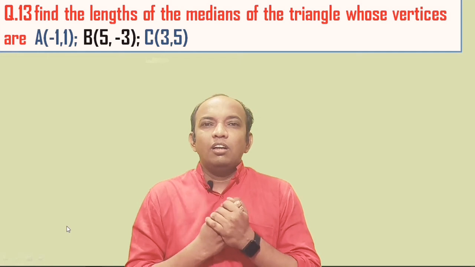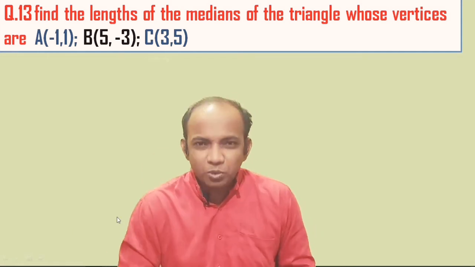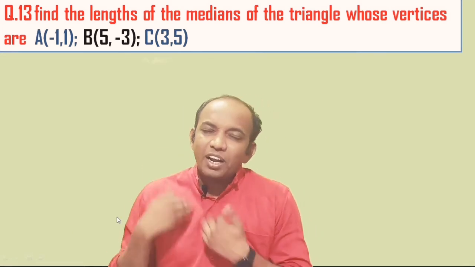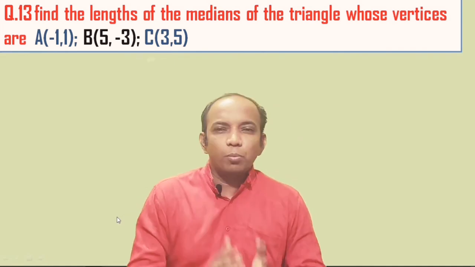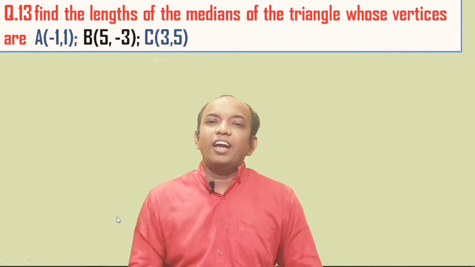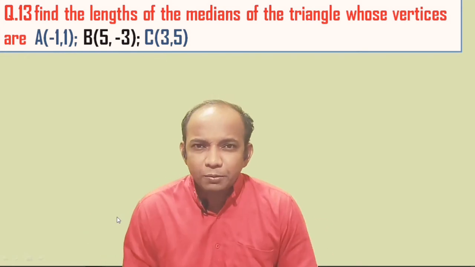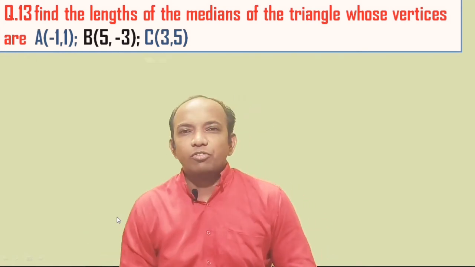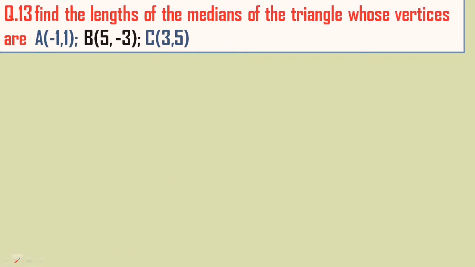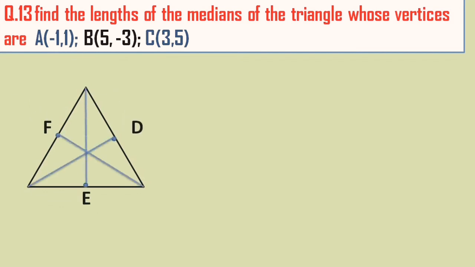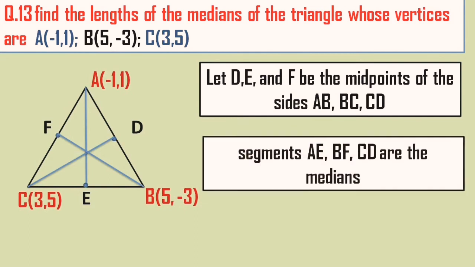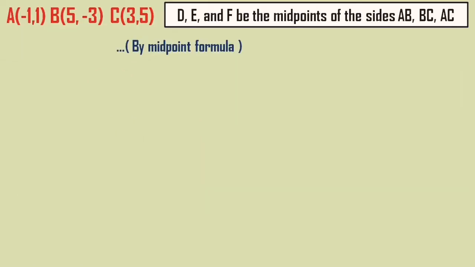But before that, we need to find the midpoint of the opposite side, and those coordinates will help us in the distance formula. So very first, my target is to find the coordinates of the midpoints, and then I will find the length of medians. So here we go with the solution. As per requirement of the question, consider the triangle. These are the midpoints D, E, F, and when you join these points with the vertices, we get the medians AE, BF and CD. Now my target is to find the coordinates of these D, E, F by using midpoint formula.